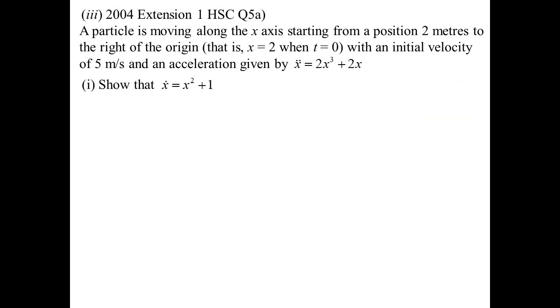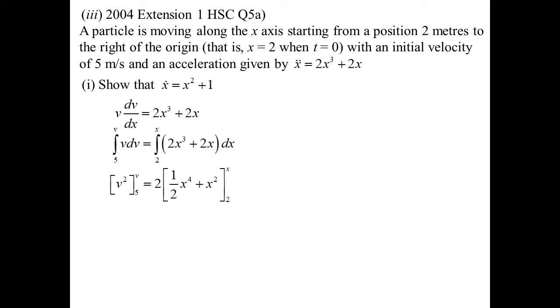Let's have a look at an HSC one. Again, we've got a particle moving along the x-axis, nice and convenient. Got some initial conditions there. They're saying show that velocity is this, x squared plus 1. Okay. I have acceleration in terms of displacement. I want to find velocity and displacement, link them together. I'm going to use v dv/dx. v dv/dx is 2x cubed plus 2x. Separate my variables. When x is 2, velocity is 5.